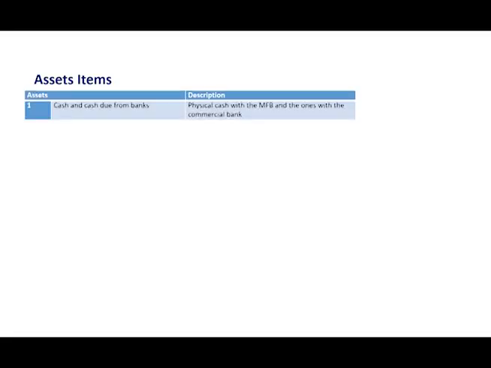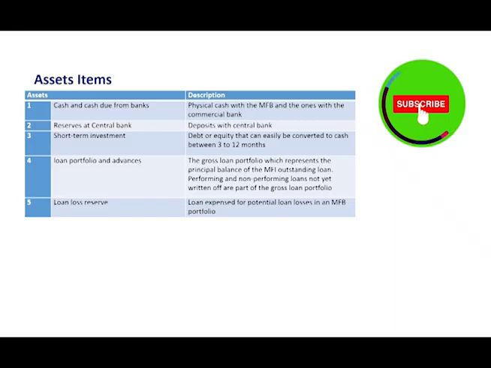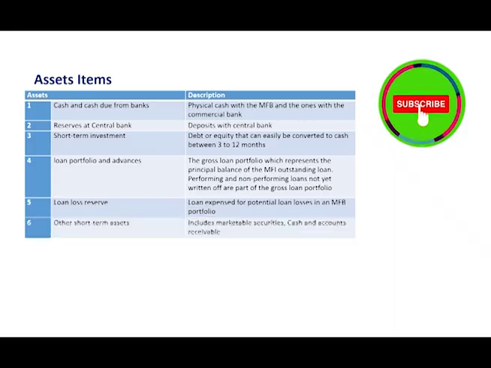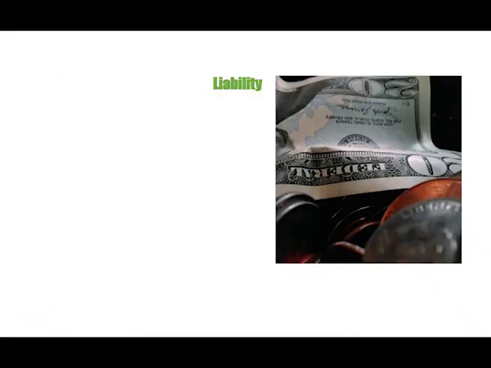In the listed table below, numbering 1 to 10 in the asset column, we start with cash and cash due from banks, reserves at central bank, short-term investment, loan portfolio and advances, loan loss reserve, other short-term assets, long-term investments, fixed assets, and depreciation. As seen in the total, only items 1 to 8 can be summed up. You can pause the video lecture to have a better read of the item descriptions.